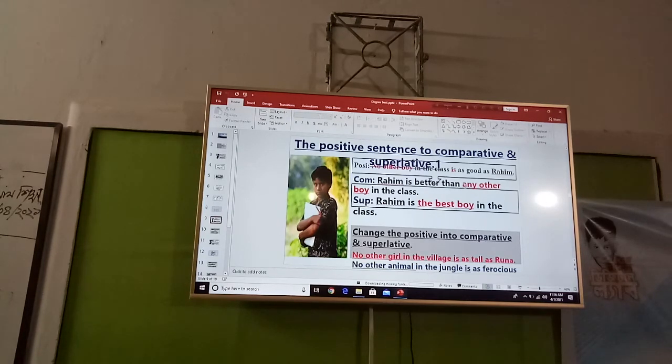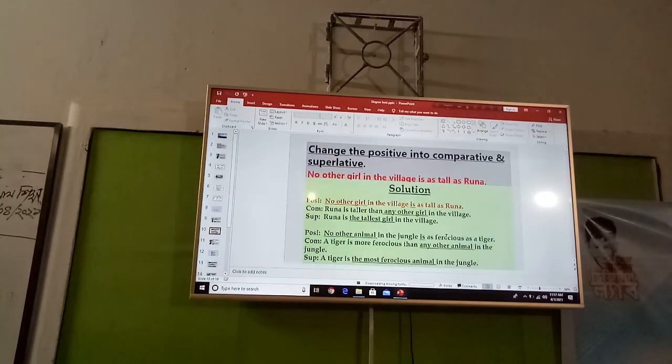Okay, Rohin is better than any other boy in the class, and in superlative form, Rohin is the best boy in the class. Now go to the next sentence. No other girl in the village is as tall as Runa. And another sentence: no other animal in the jungle is as ferocious as a tiger. The solution: no other girl in the village is as tall as Runa.